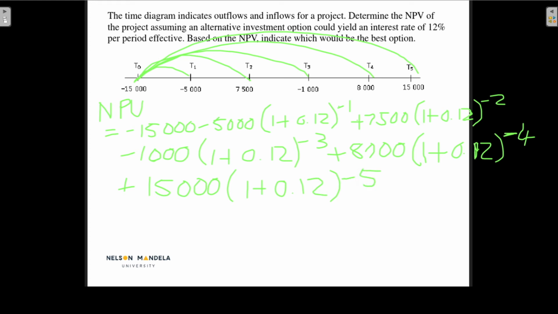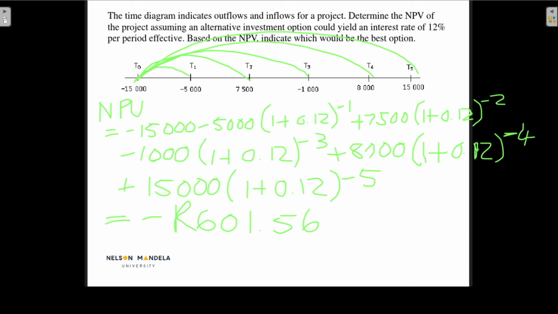Okay, now you can calculate this by hand. It is a little bit tedious, but you can do that. If you do that, you should get a net present value of -601. And because this net present value is negative, we would say that we would reject this investment option.